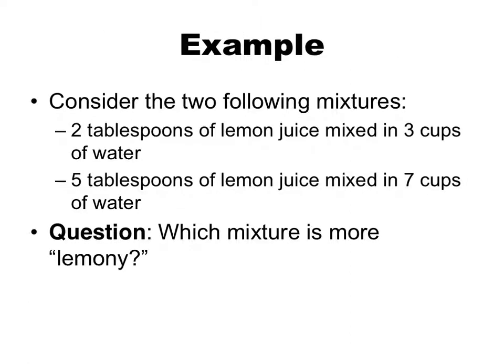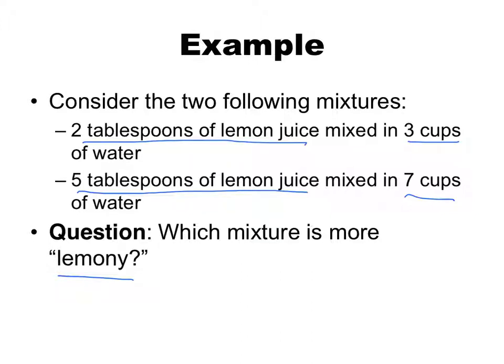Now let's do another example to illustrate how we can use ratio tables to compare some different mixtures. So consider these 2 mixtures. In the first we have 2 tablespoons of lemon juice and then 3 cups of water. And in our second mixture we have 5 tablespoons of lemon juice and 7 cups of water. So in both of these mixtures we have 2 quantities, there's a relationship involved, and so we have a ratio between lemon juice and cups of water. The question that we want to try to answer here is, which mixture is more lemony?